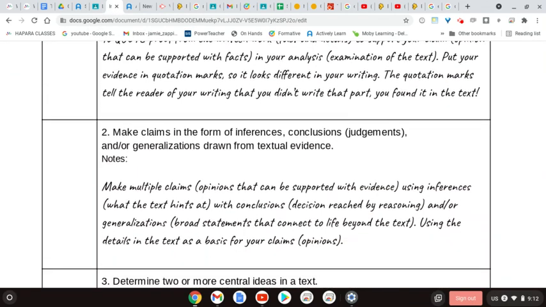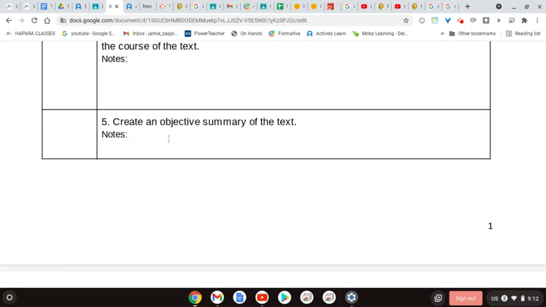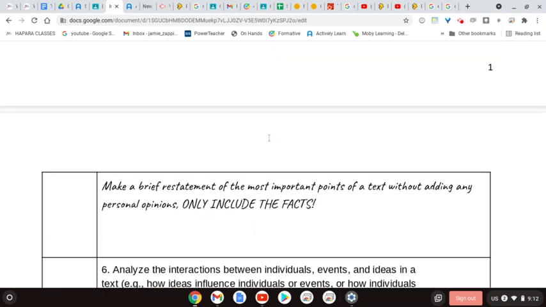As we create our summaries, we are looking at learning target number 5 to create an objective summary of a text. Remember that our summaries need to be a brief restatement, including only the most important points, staying in our own words, but leaving out our personal opinions. Make sure you're only including the facts of the text, and also make sure that you are not doing any quotations, because it should be in your own words.